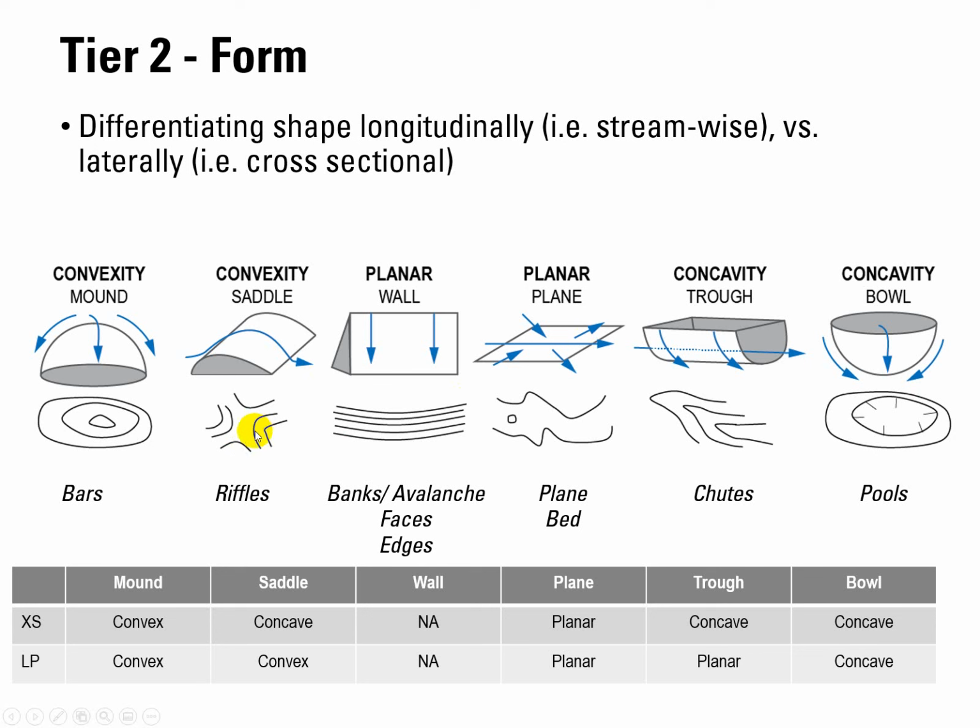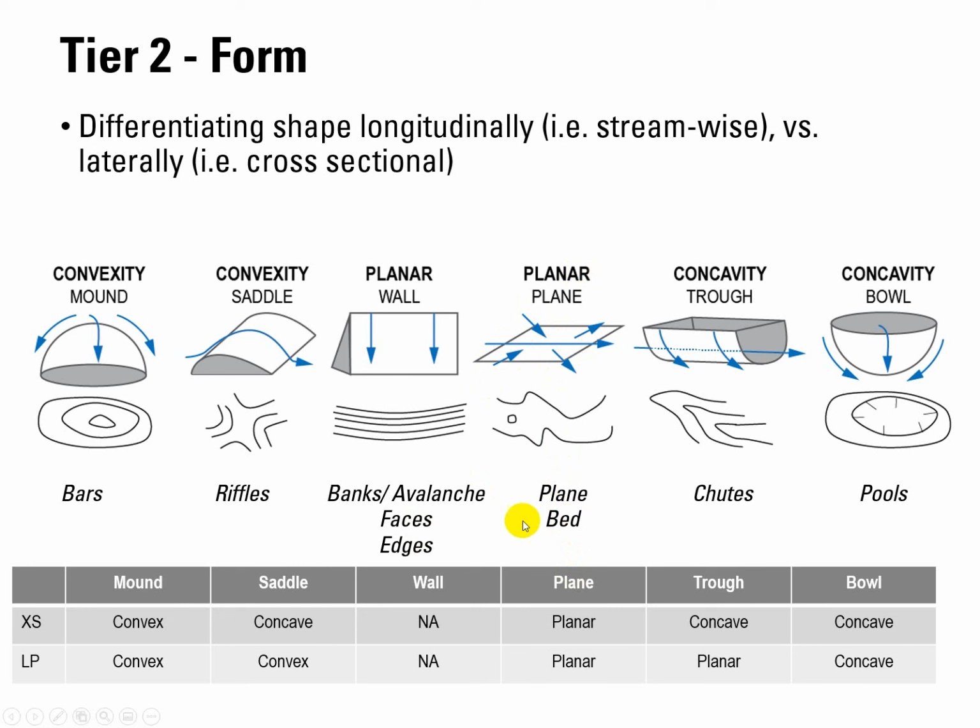And so in rivers, these basically act as dams for water, and water is forced up over the top of them. Now we've got planar features, and those can be really steep, like a bank or an avalanche face on the edge of a bar or the edge of a bar that's been sculpted. Or they can be really gradual, like a big plain bed, glide, or a run, etc.